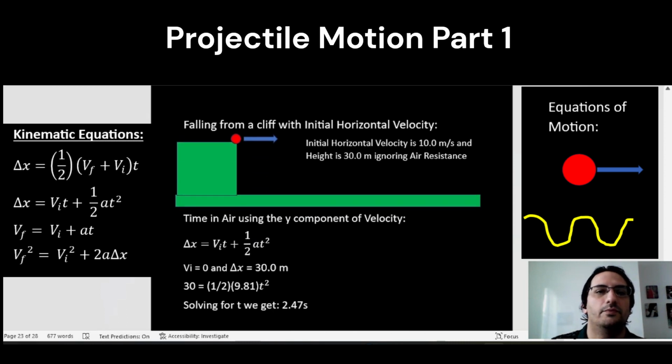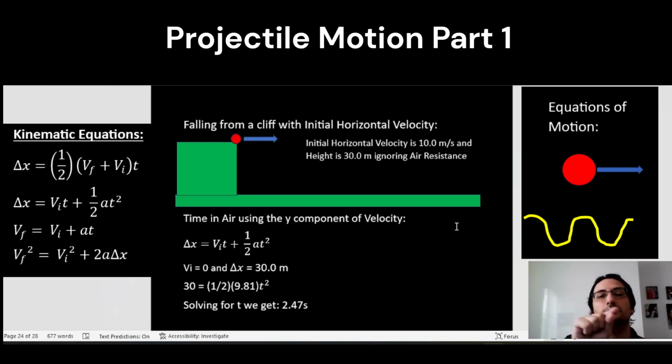The next example is falling from a cliff with initial horizontal velocity. So it's rolling off the edge of a cliff and it's going to follow projectile motion towards the bottom. Initial horizontal velocity is 10 meters per second and height is 30 meters, ignoring air resistance. Time in air using the y component velocity. Why do we use the y component velocity for the time in air?